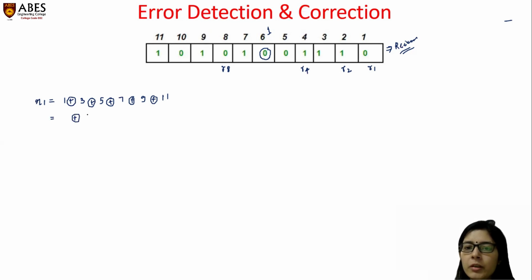So at position 3, we have 1. At position 5, we have 0. At position 7, we have 1. At position 9, we have 1. At position 11, we have 1. And at position 1, we have 0. So we need to keep the number of ones even. The number of ones is already even, so R1 will be 0.